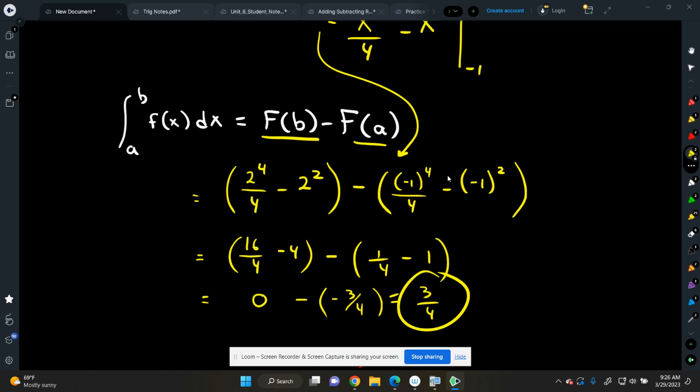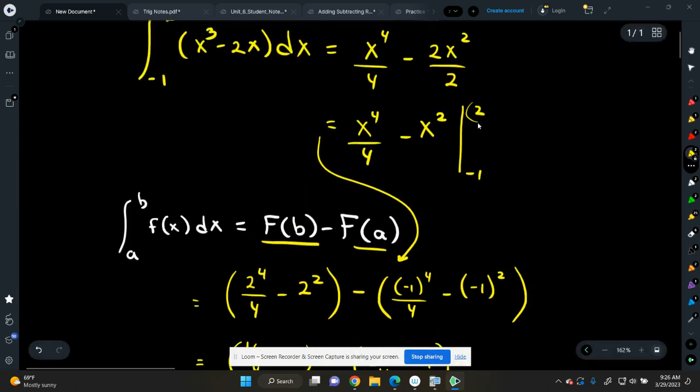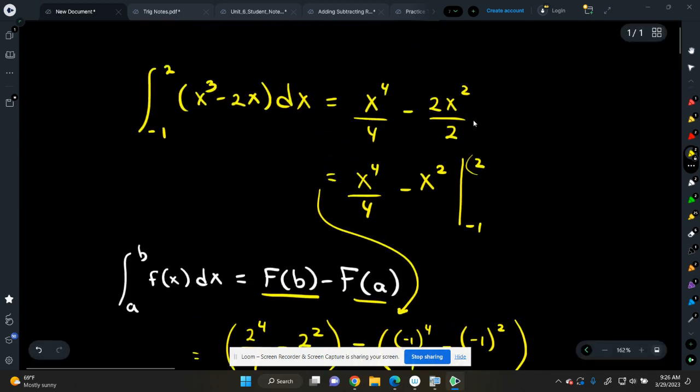No, that's not my c, because this is a definite integral. Good, I'm glad you said that. This is a definite integral. There is no c. Notice there's no plus c, because I'm going to be able to determine what it definitely equals because I've got an upper and a lower bound, okay?